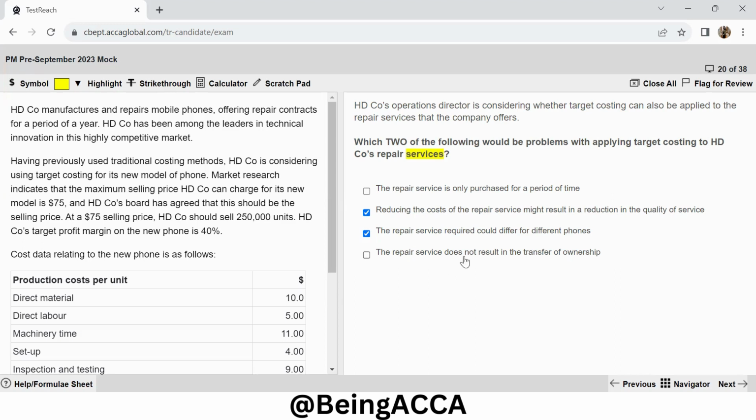The repair service does not result in the transfer of ownership. This will not cause any problem when you are applying target costing. So with this, we come to an end to HD company.